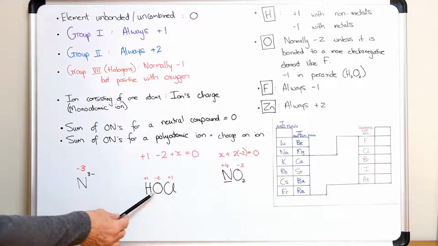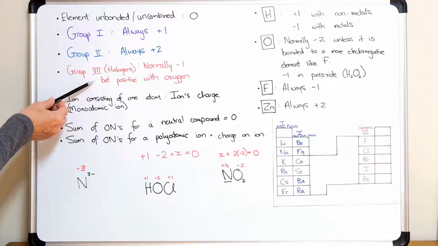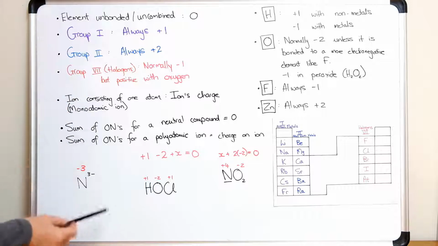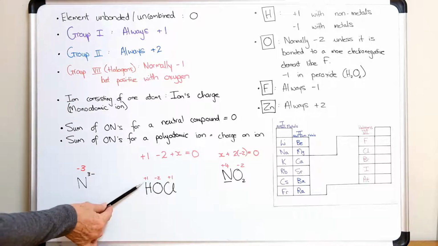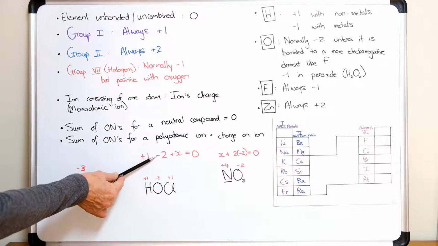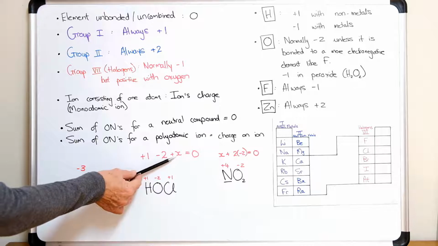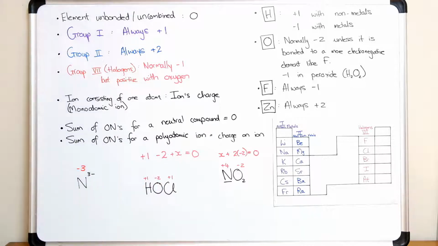In the HOCl molecule, we have a special rule over here where group 7 elements are positive with oxygen. Here's a group 7 element with oxygen. Each hydrogen is positive 1. Oxygen is negative 2. There's only 1 oxygen in this case. So we make the chlorine x. So chlorine's oxidation number ends up being positive 1.